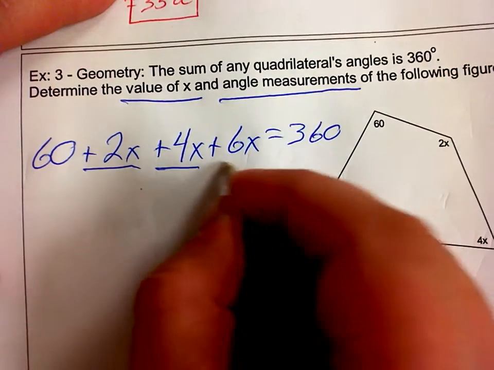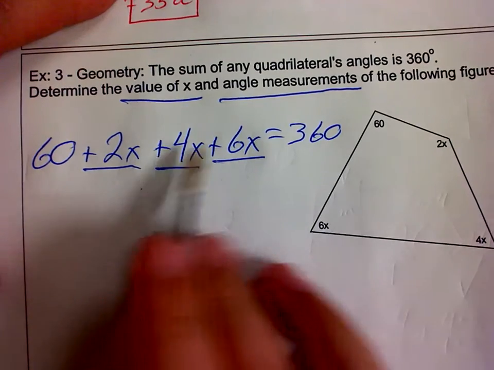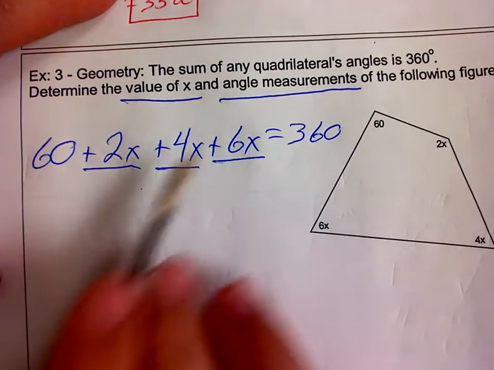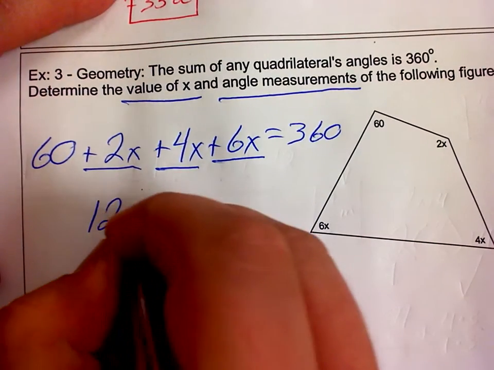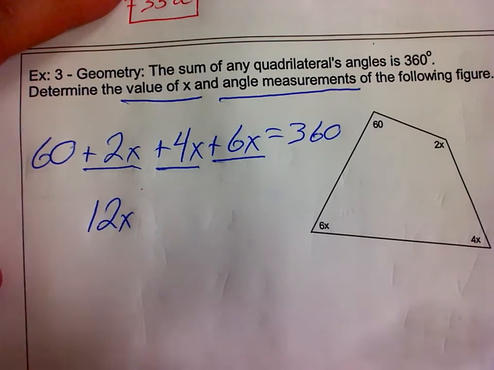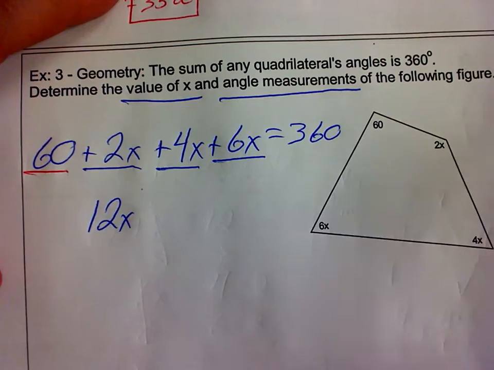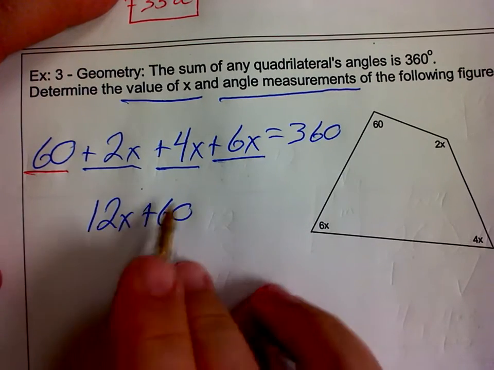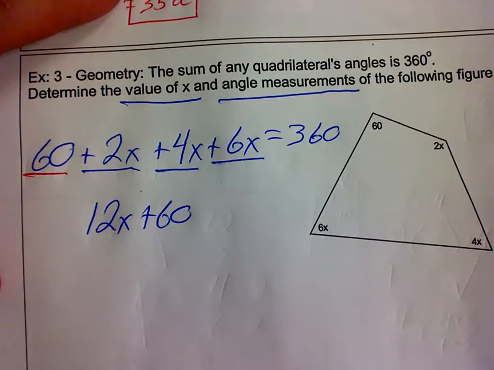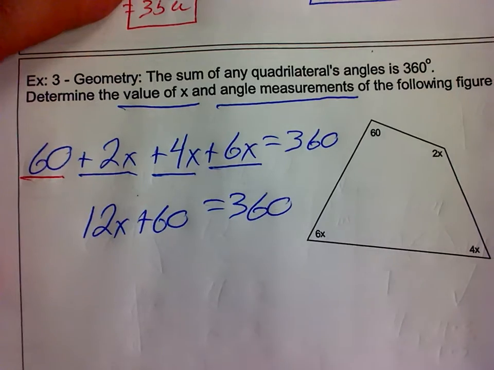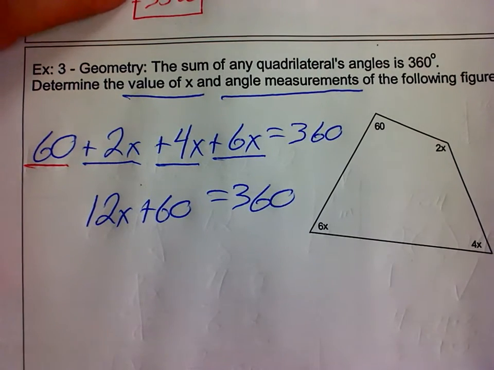Okay, let's focus on combining all of our variables together, 2x, 4x, and 6x. 2 plus 4 is going to give us 6. 6 plus 6 is going to give us 12x. Now, we only have one number on the left side, just that 60, so we're just going to bring it down here. So we're going to have 12x plus 60. And once again, we can't combine those together because they're not like terms. We're still going to have that set equal to 360. And once again, we have another linear equation, so let's solve.